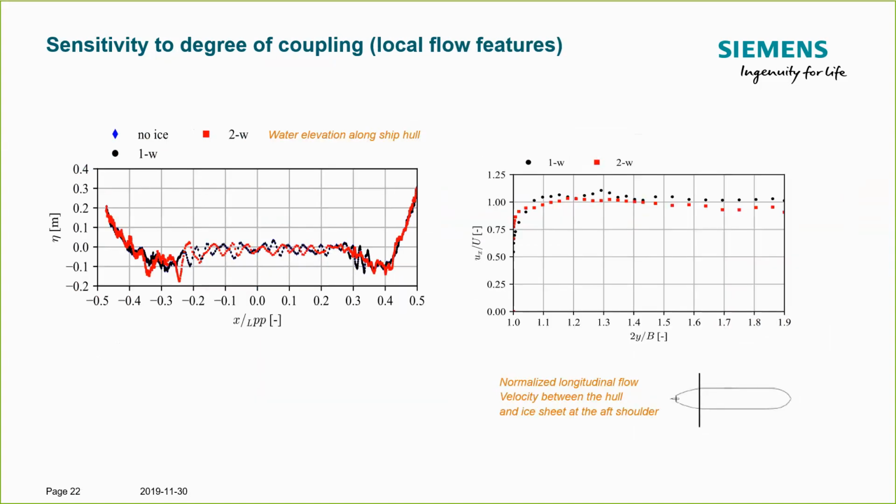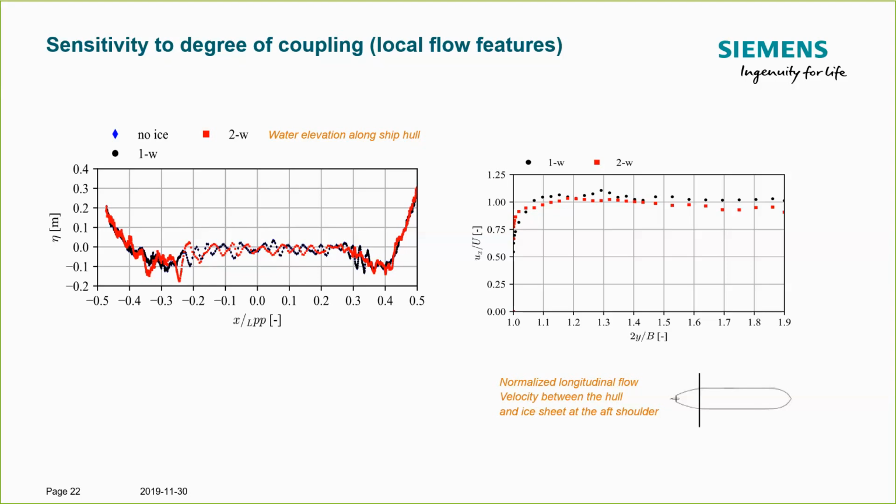On the left-hand side here, what you see is the waterline on the port side of the ship. We'll take the flow as roughly symmetric, so it will be the same on the other side. While the integrated values, the pressure and contact forces integrated over the ship hull, were very much insensitive to the degree of coupling, we can see that local flow phenomena are indeed responding to whether we run one-way coupling or two-way coupling.